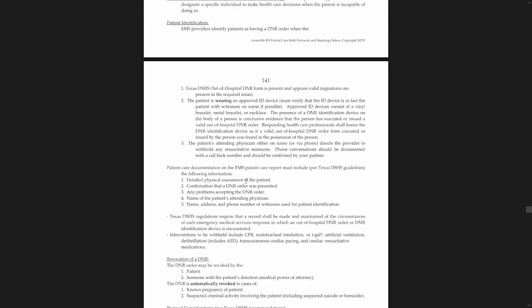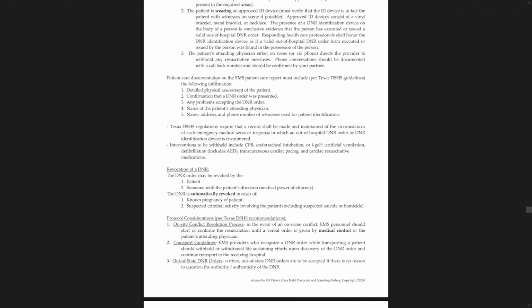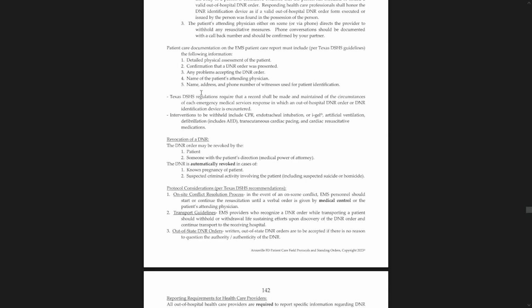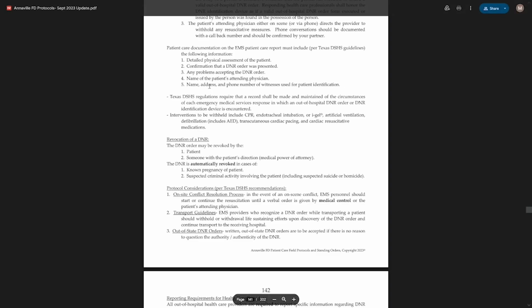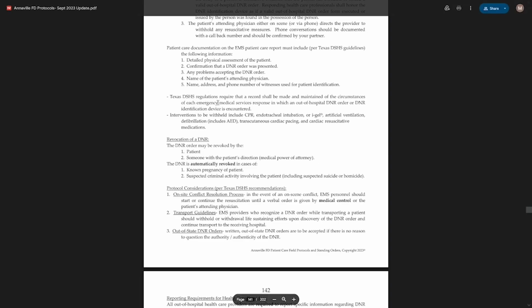Patient care documentation on the EMS patient care report must include, per Texas DSHS guidelines, the following information: detailed physical assessment of the patient, confirmation that a DNR order was present, any problems accepting the DNR order, the name of the patient's attending physician, and the name, address, and phone number of a witness used for patient identification. Texas DSHS regulations require that a record shall be made and maintained of the circumstances of each emergency medical service response in which an out-of-hospital DNR order or DNR identification device is encountered.